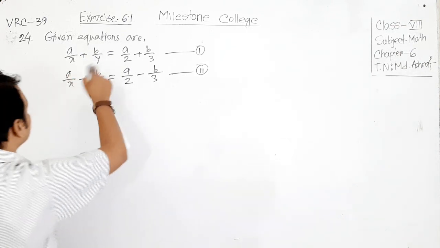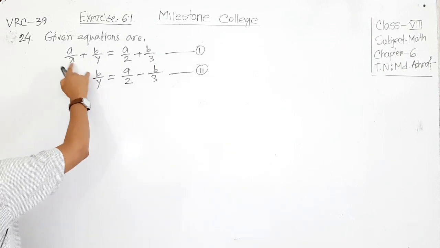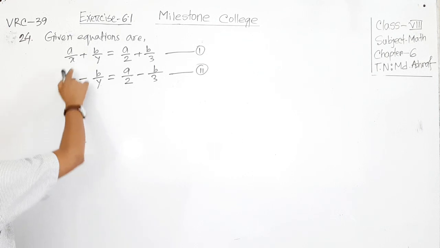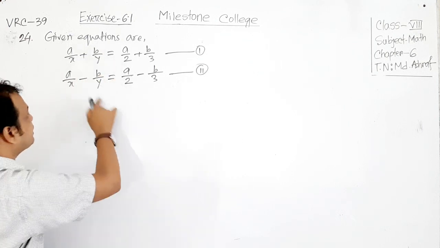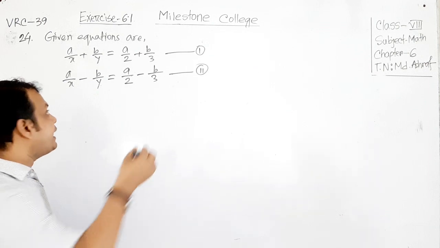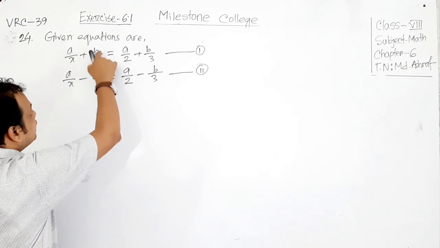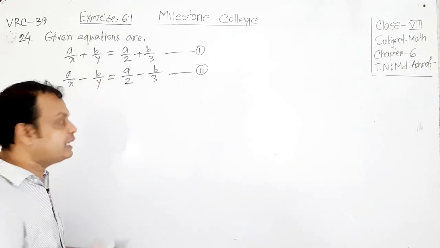Look at here, the x related term is a by x, and here is a by x, it's the same. Also b by y, b by y, and it's a different sign. So if we add these two equations, then the y related term will be eliminated. So we will add these two parts.